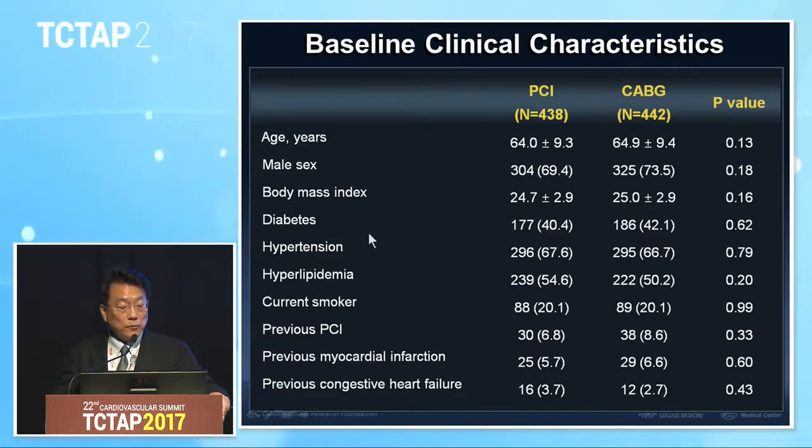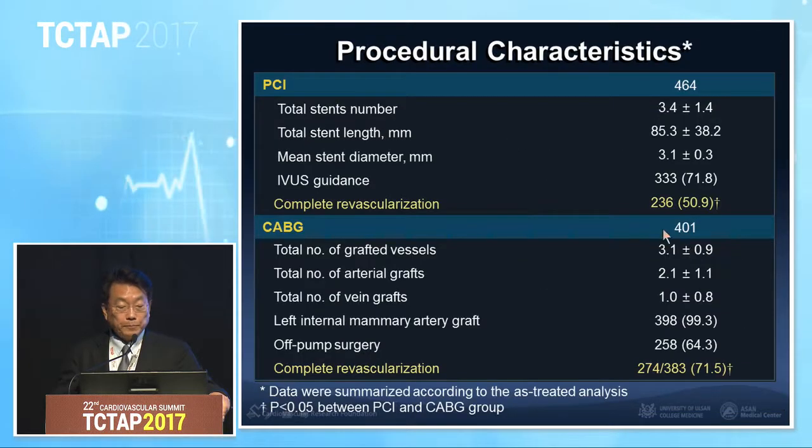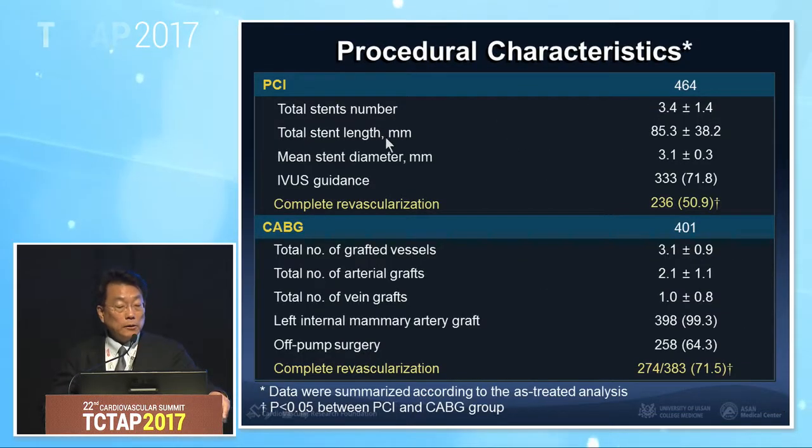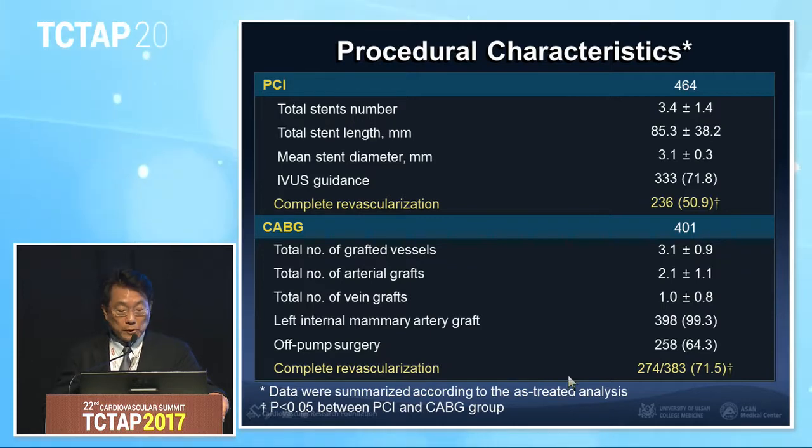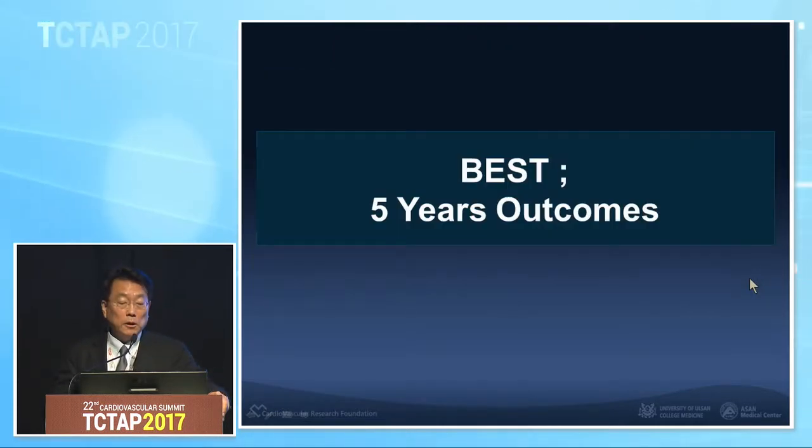Mean age is 64, 65, diabetic 40%, and if you look at the procedural characteristics, total stent number is 3.4, total number of graft is 3.1, quite well balanced. Total stent length is 85 millimeters, and complete revascularization rate is 51% in the PCI group. However, in the bypass surgery group, complete revascularization is 72%.